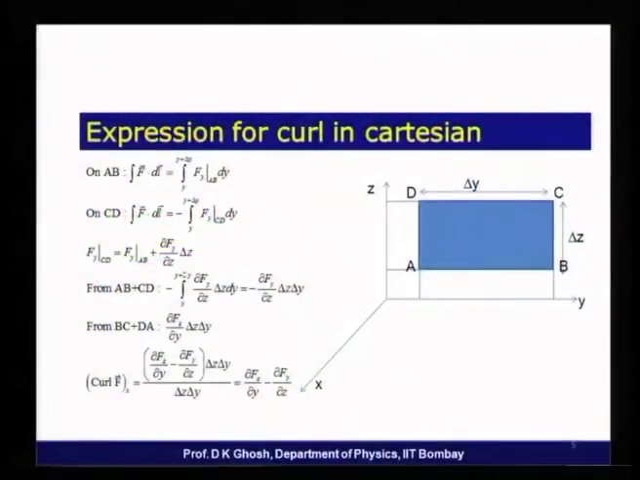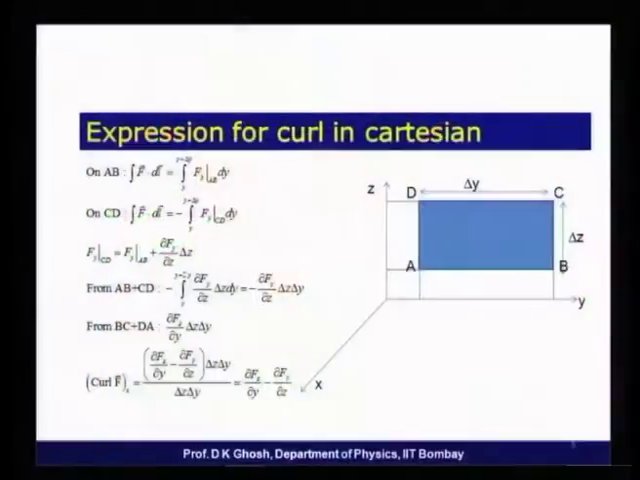But before we do that, let us get an expression for the curl, which we had earlier defined as the ratio of a line integral to the surface enclosed by the contour. Let us get an expression which we can easily manipulate. Namely, we will try to get an expression for the curl of a vector field in Cartesian coordinates to begin with.